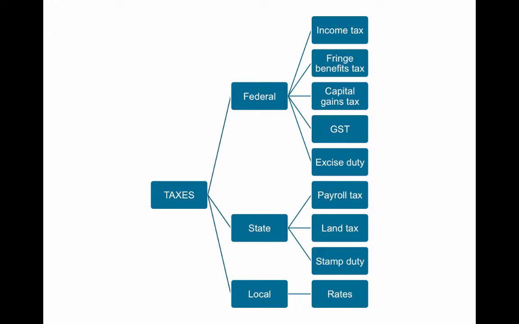Taxes payable to the state government include payroll tax, land tax, and stamp duty, and a type of tax payable to the local government is rates.